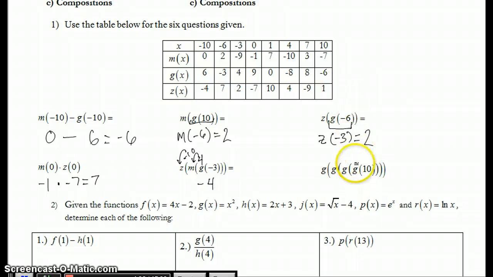Here we're going to take 10, plug it into g, we get -6. Take -6 and plug it into g again, we get -3. Take -3 and plug it into g again, you get 4. One more time, g of 4, -8.